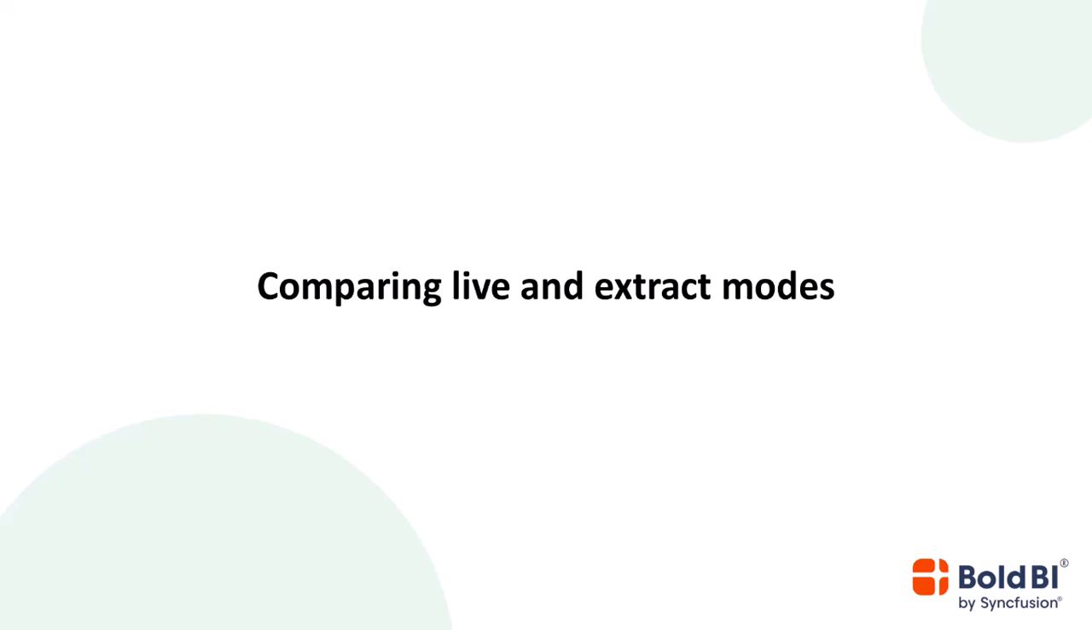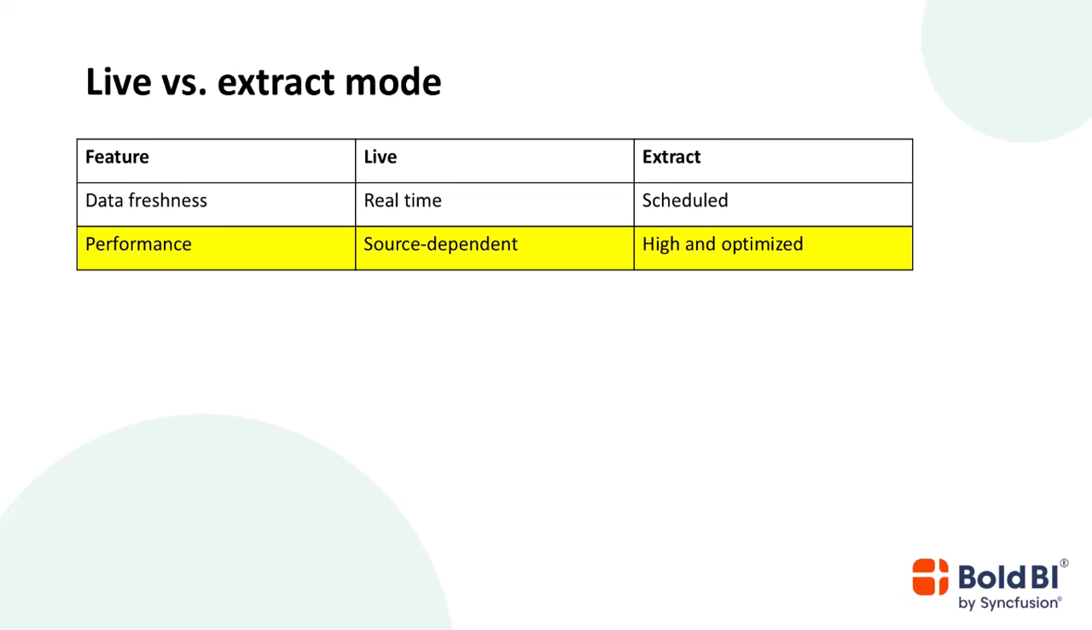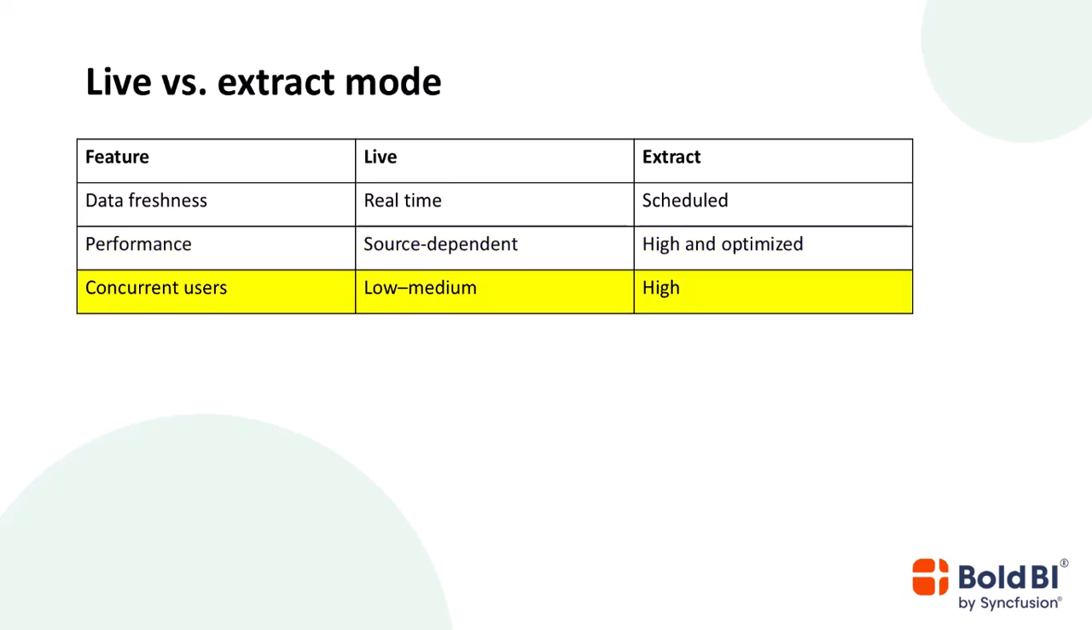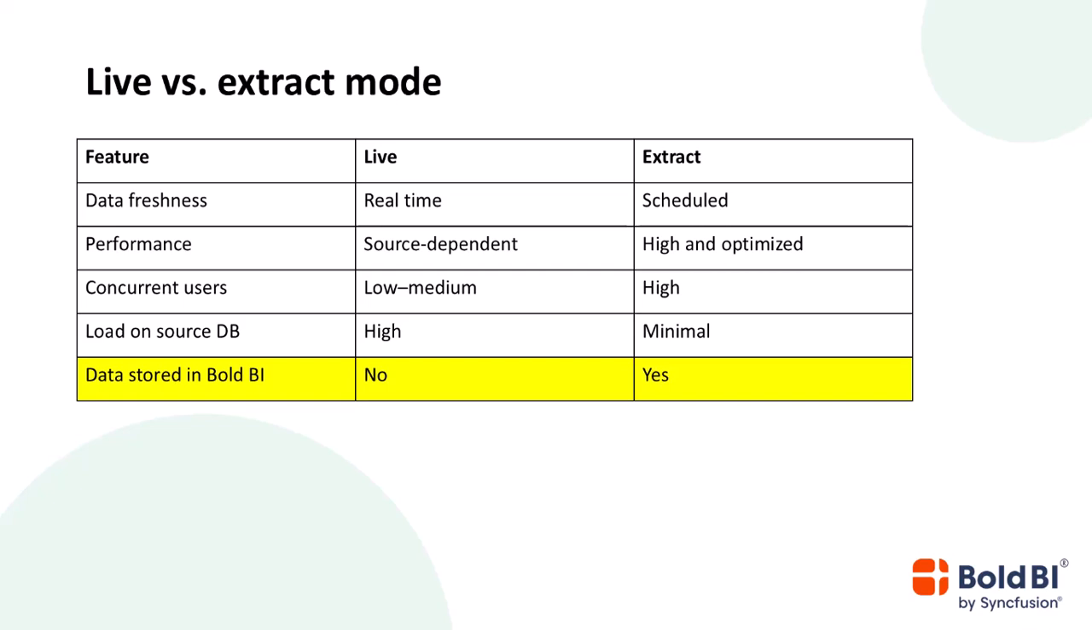Now let's compare the factors that will influence your decision between live mode and extract mode. Data freshness. In live mode, the data is provided in real time, while extract mode uses scheduled refreshes. Performance. In live mode, the performance depends on the source, while in extract mode, it's optimized. Concurrent users. Live mode accommodates a low to medium number of users, while extract mode supports many.